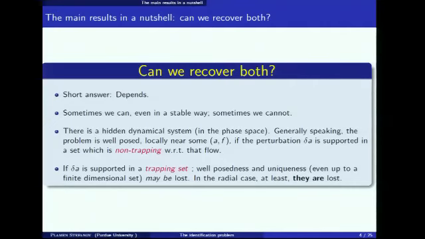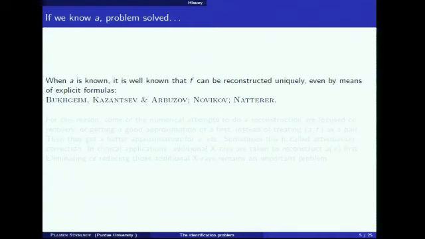Of course, it's not really an if and only if condition, but I'm going to present examples, radial examples, where you have a trapping case and you have huge non-uniqueness. So this is an ill-posed problem in that sense, not in the sense of stability, but in the sense that you don't have enough data. Okay, so if you know attenuation, then the problem is basically solved.